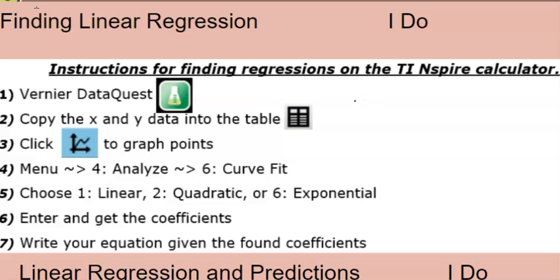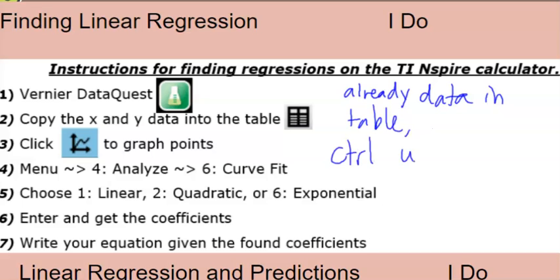Now, if there's already data in the table, you will clear it. To clear it, you press Control W, no, and then enter. And then you'll have a clean data table to put those numbers in.